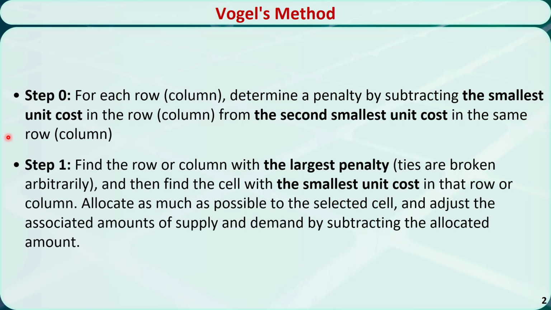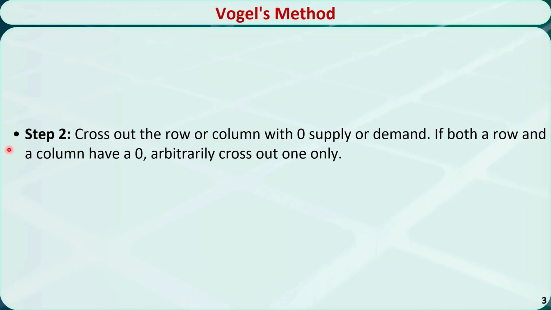In step 1, we find the row or column with the largest penalty, and then find the cell with the smallest unit cost in the row or column. Ties are broken arbitrarily, which means if 2 or more rows or columns have the same largest penalty, randomly select one of them. Then allocate as much as possible to the selected cell and adjust the associated amount of supply and demand by subtracting the allocated amount. In step 2, we cross out the row or column with 0 supply or demand.